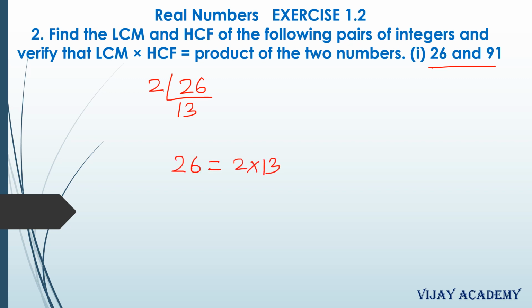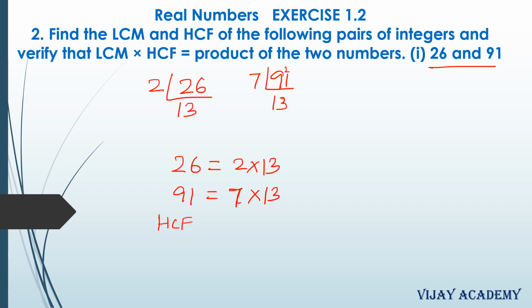Next, the prime factorization of 91. 91 is divisible by 7. 7 ones are 7 and 2 is a remainder, 21 you get. 7 threes are 21, and we get 13. So the prime factorization of 91 is 7 into 13. So first write the prime factorization of both the numbers given, and then we need to find the HCF and LCM.